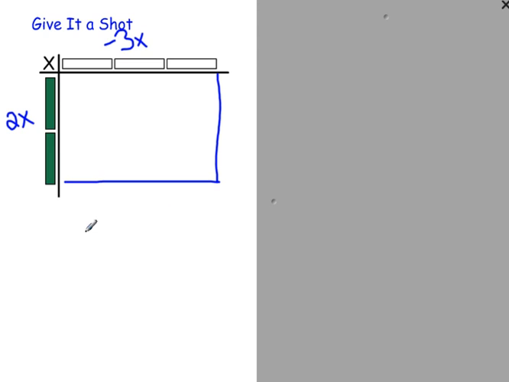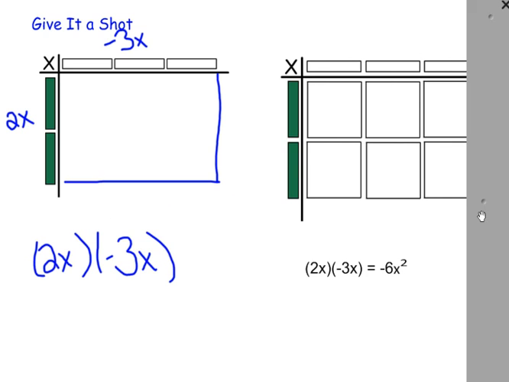Okay, so let's talk a little bit about the equation we've got. We have 2x times negative 3x. Okay, so if you had that as your expression, that would be fantastic. And let's look at what tiles we should be putting in that area.